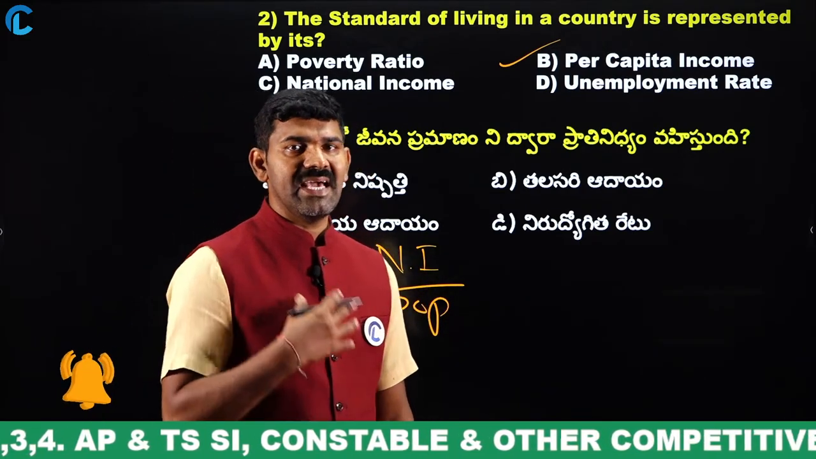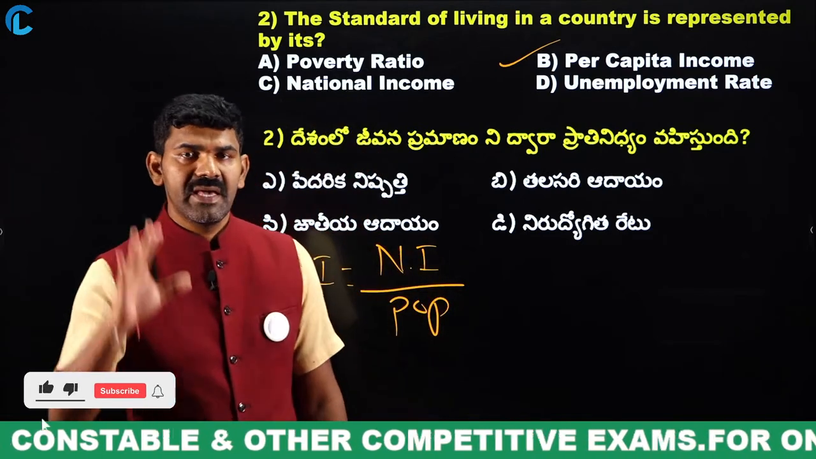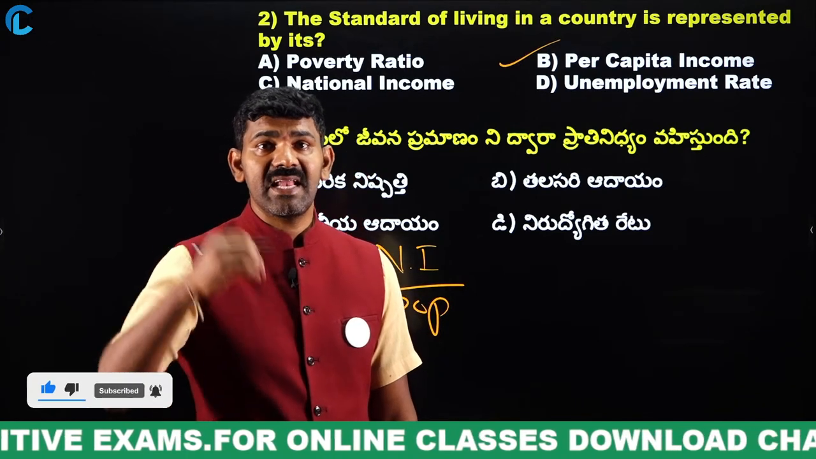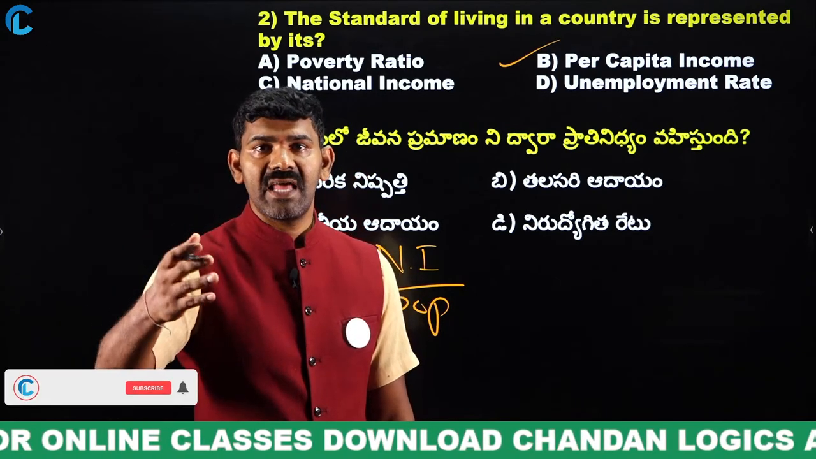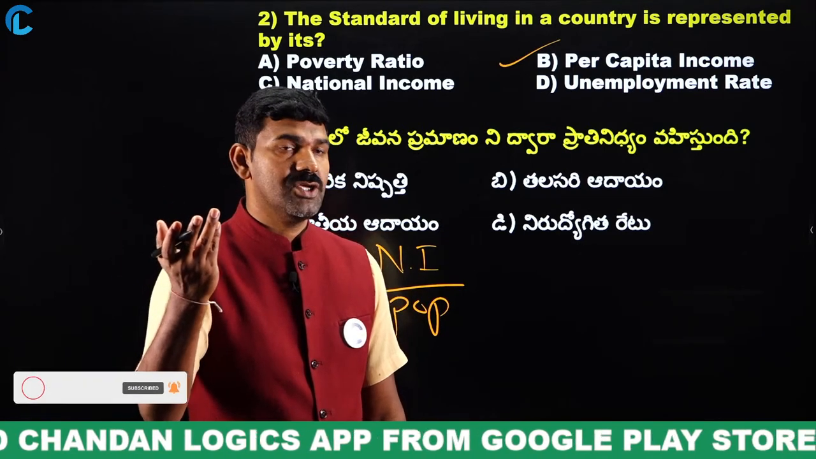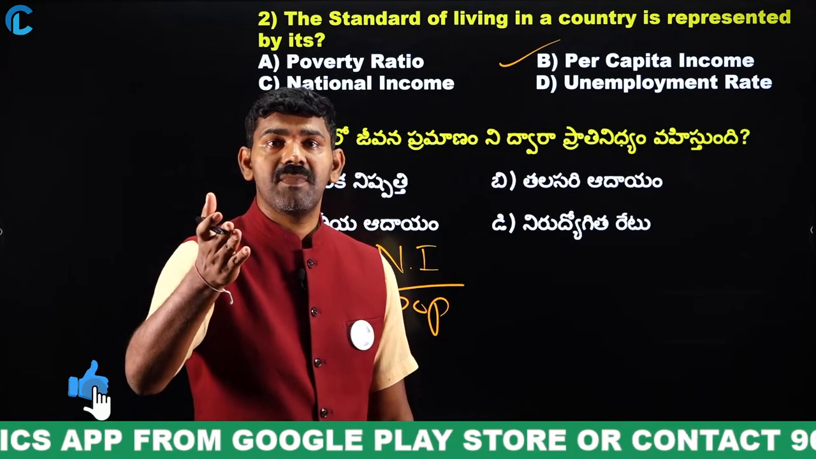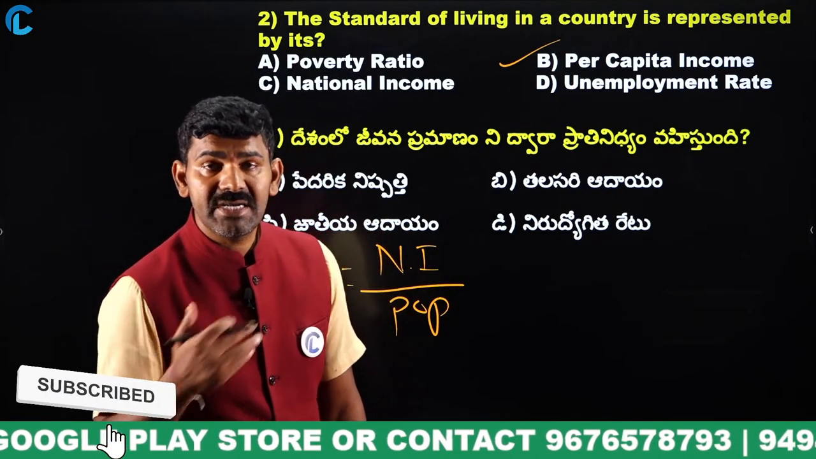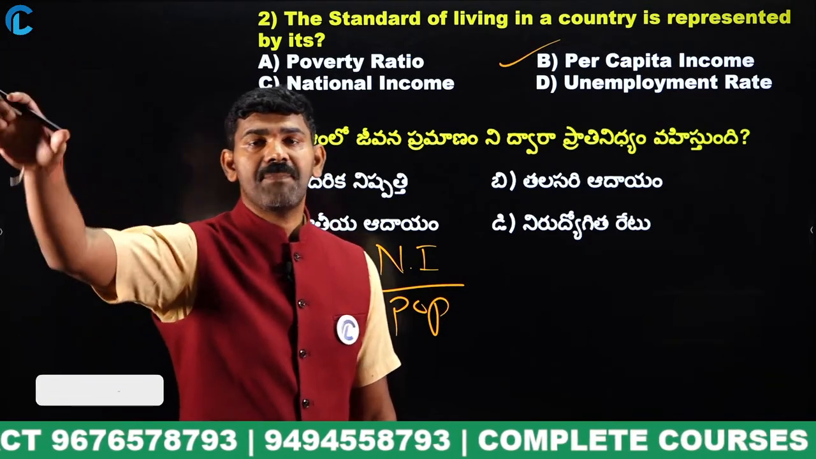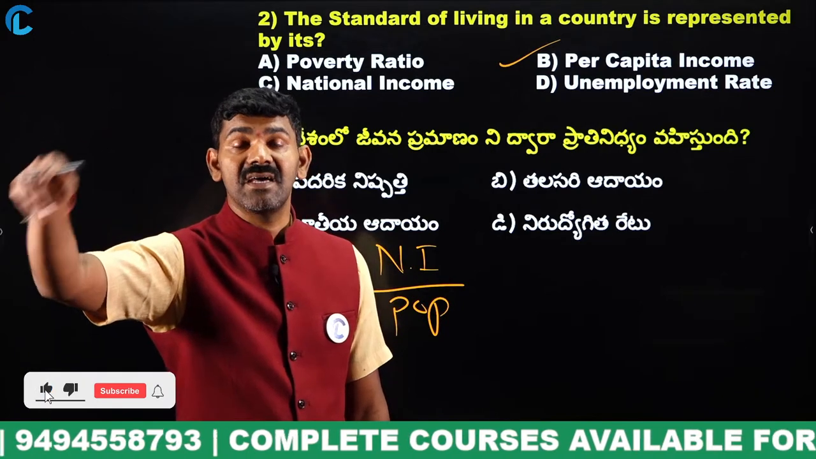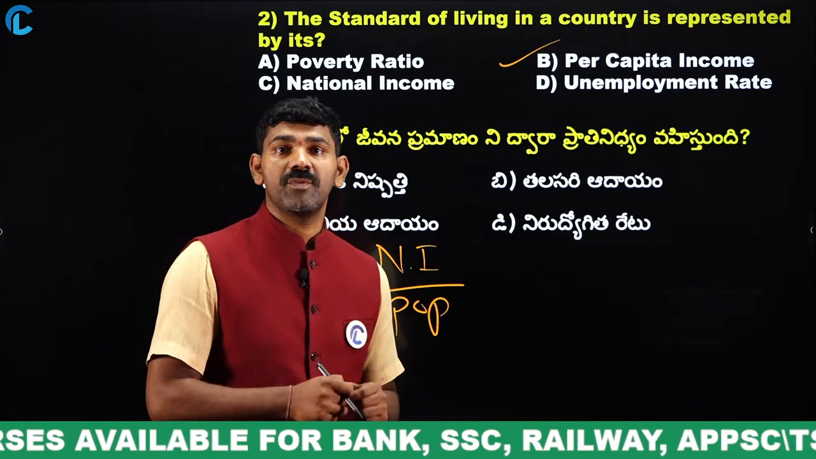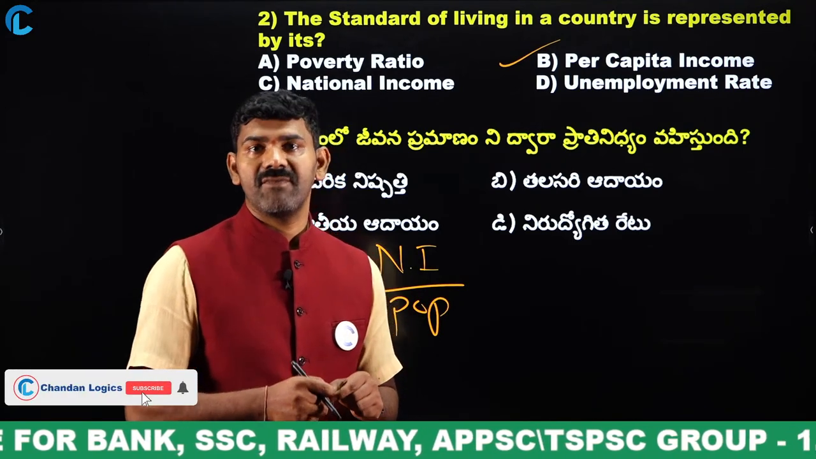You all know that India is the fifth largest economy in the world, right? And there are countries like France, Italy, and the UK whose GDP is less than that of India. But can you tell that we have a better standard of living than those countries? No. Though their GDP is less, their per capita income is better than India's. So, per capita income is a good indicator of the standard of living of a country.